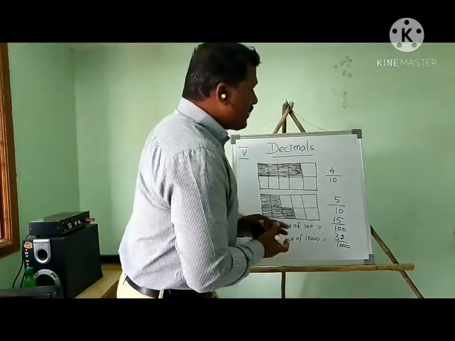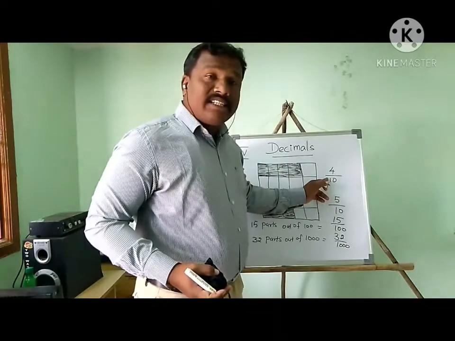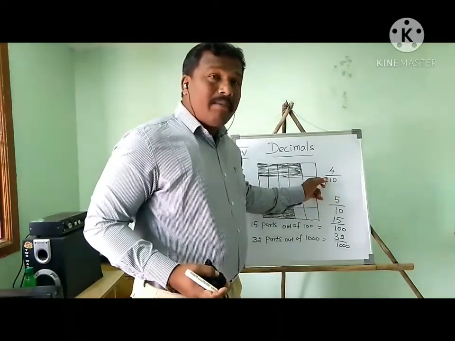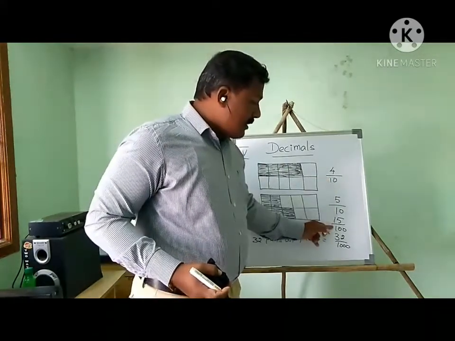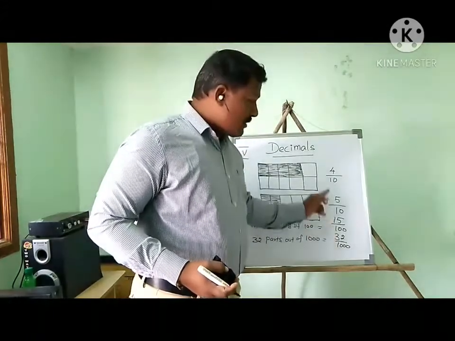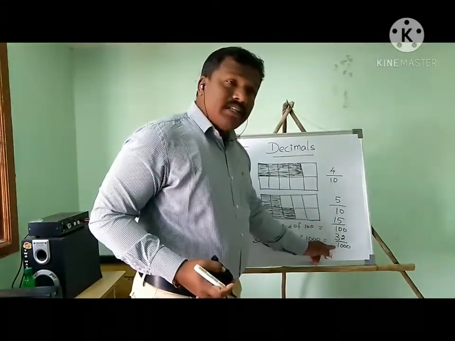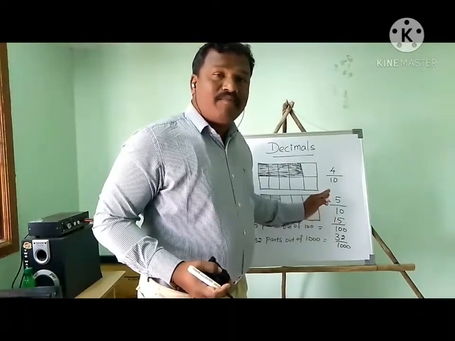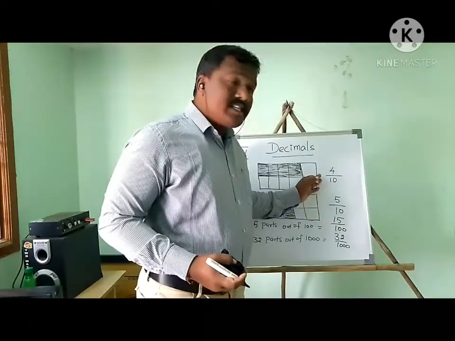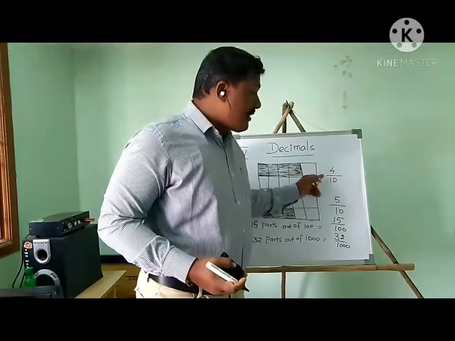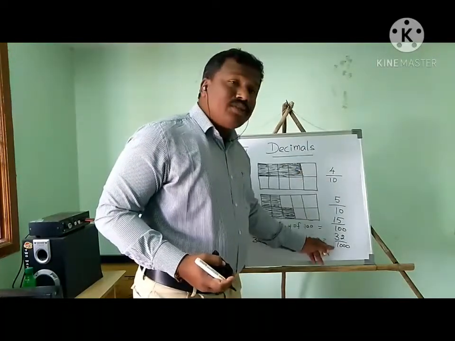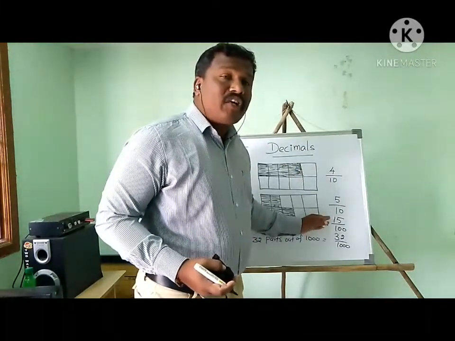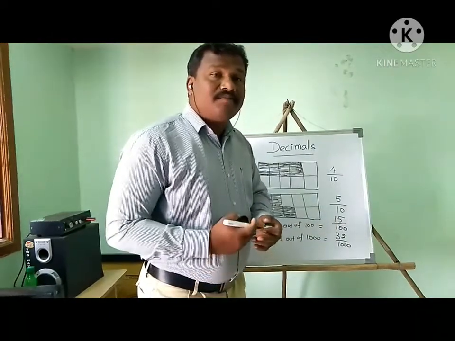So if you look at this, all the denominators are 10, 10, 100, 1000. So 10, 100, 1000: these kinds of fractions we call decimal fractions. Okay, so listen carefully. If the denominator is 10, 100, or 1000, these kinds of fractions we call decimal fractions.